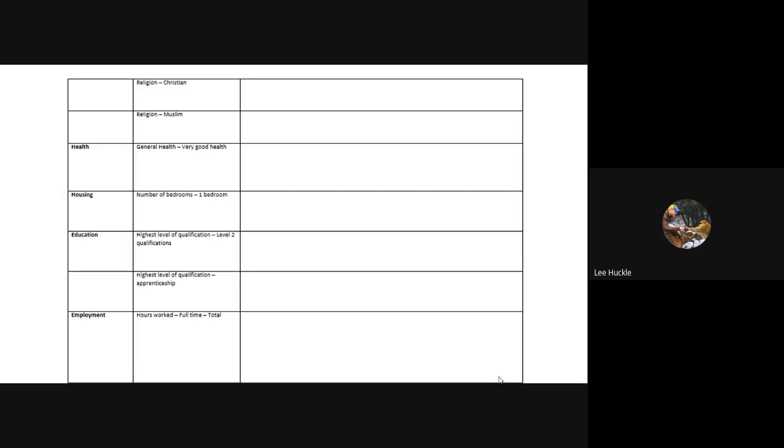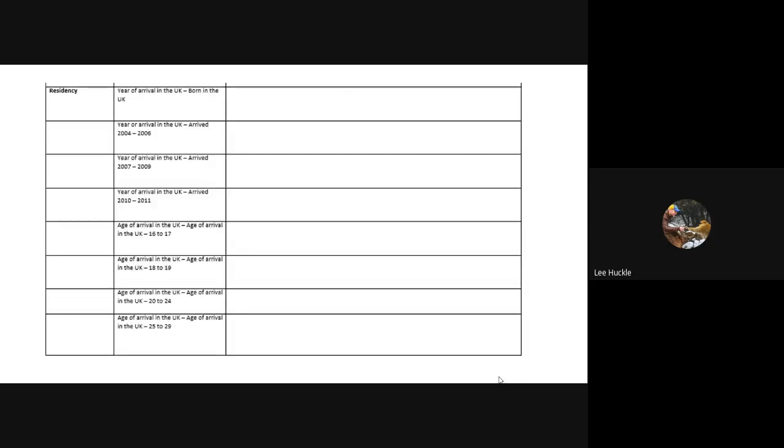Looking at health, so the general health, looking at the number of people in very good health in Luton and Shefford. Housing, looking at the number of people living in a one-bedroom accommodation in both Luton and Shefford. Back to education again, looking at Luton and Shefford, where the highest level of qualification is level 2 qualification, so GCSE or equivalent. And then looking at the highest level of qualification being an apprenticeship. Looking at employment in Luton and Shefford, so the number of hours worked, so full time.